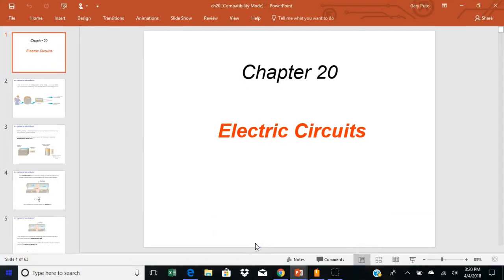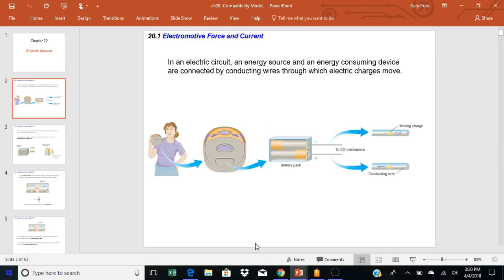Okay, for the rest of the semester, we'll be spending time on electric circuits. The last part of electricity that we're going to cover. All right, electrical energy. It's used everywhere. Everywhere you look around, electric energy is being used to power something.